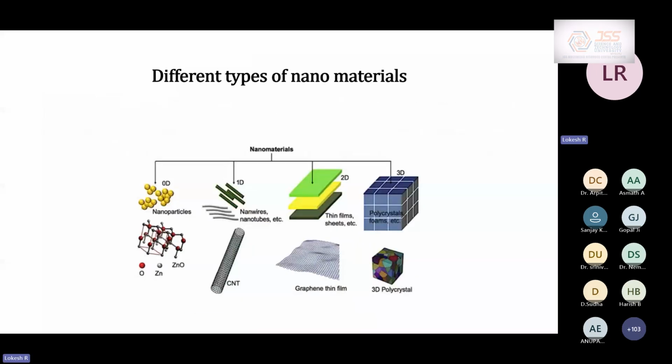These are the examples of different types of nanomaterials. We have nanoparticles, and other important types of nanomaterials, that is nanowires, nanotubes, graphene thin film, carbon nanotubes, and 3D polycrystal.